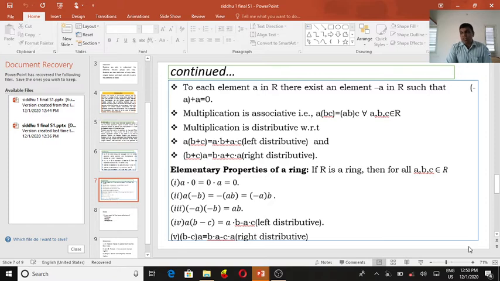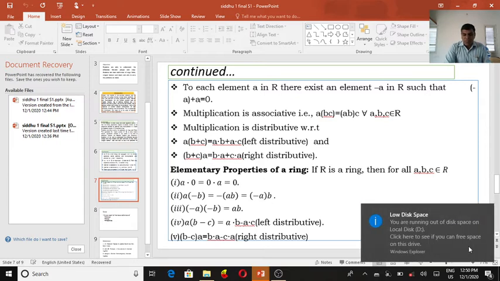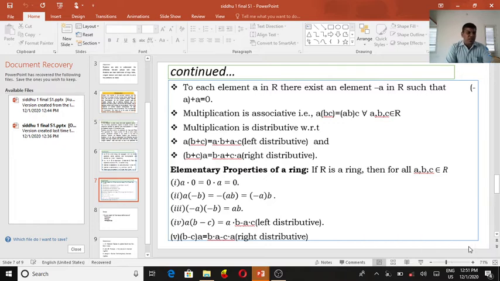Instead of 0, we can write 0 plus 0. Here I am using only two properties simultaneously, addition and multiplication. Instead of 0 it can be written 0 plus 0. So a into 0 plus a into 0. In the left hand side, simply a into 0 is there. So a into 0 plus 0 is equal to a into 0 plus a into 0.